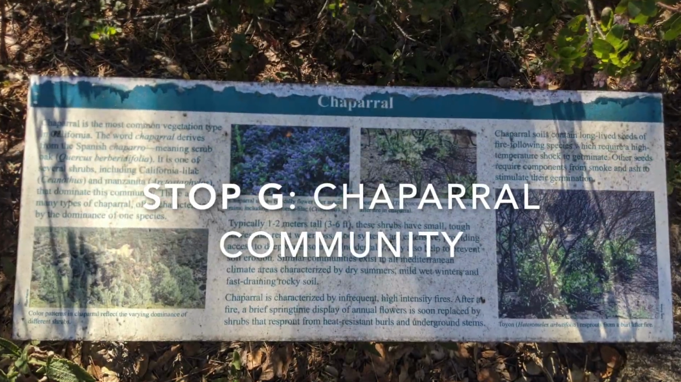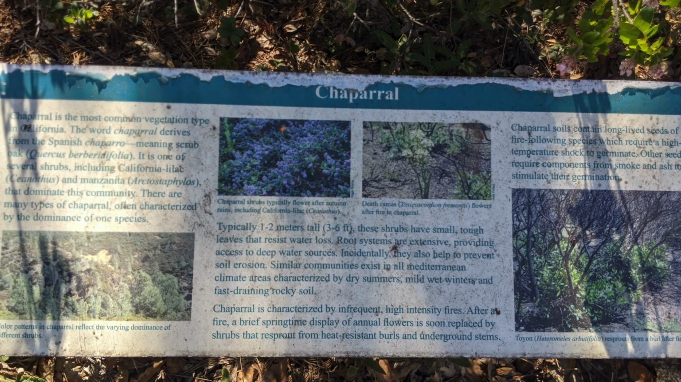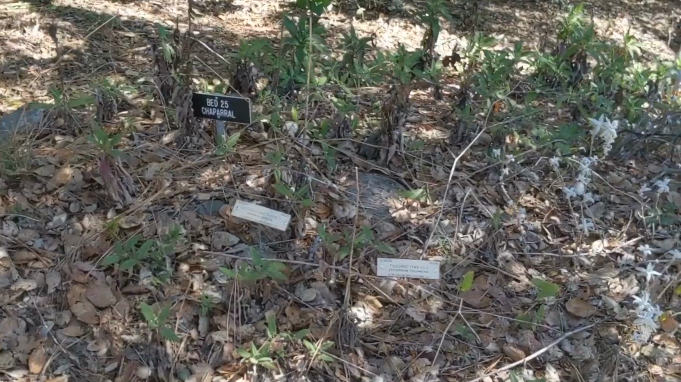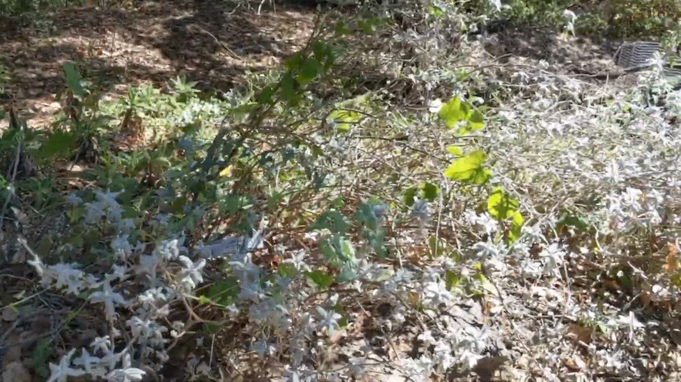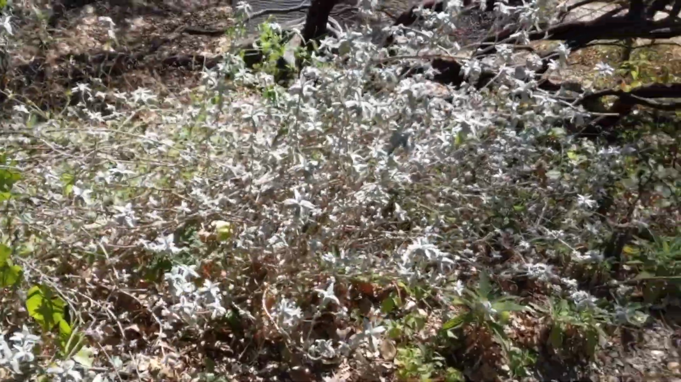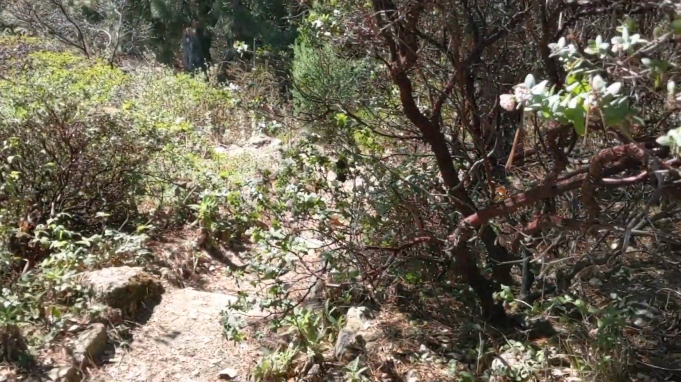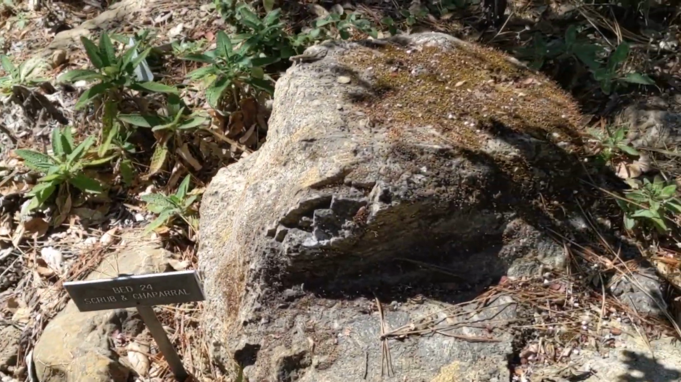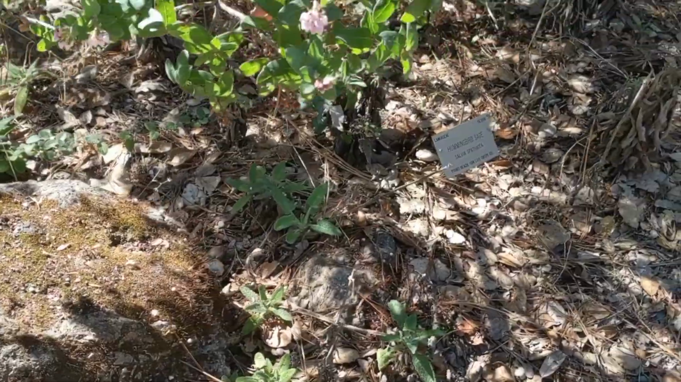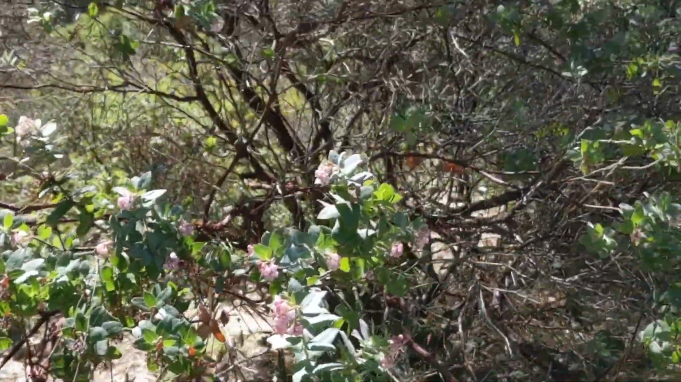Stop G. Chaparral Community. Chaparral is the most common vegetation type in California. The word chaparral derives from the Spanish chaparro, meaning scrub oak, Quercus viridifolium. It is one of several shrubs, including California lilac, Ceanothus, and manzanita, Arctostaphylos, that dominate this community. There are many types of chaparral, often characterized by the dominance of one species.